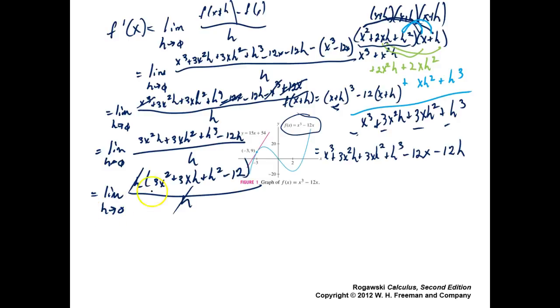And now we have the limit of this thing as h's are going to 0. As h gets close to 0, that goes close to 0. That really goes close to 0, and you're left with 3x squared minus 12. That's the limit as h approaches 0. That's your f prime. That's your f prime of x. For that function here, there's your f prime. Okay?